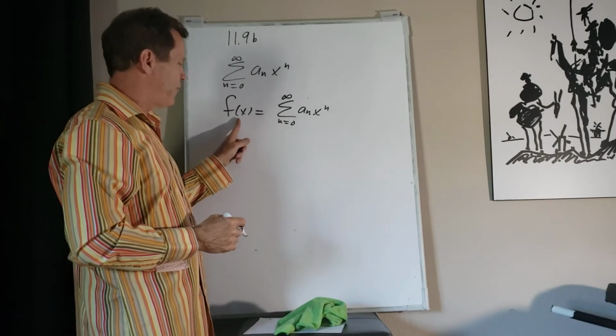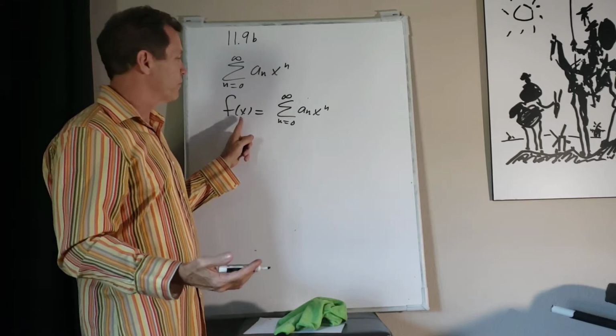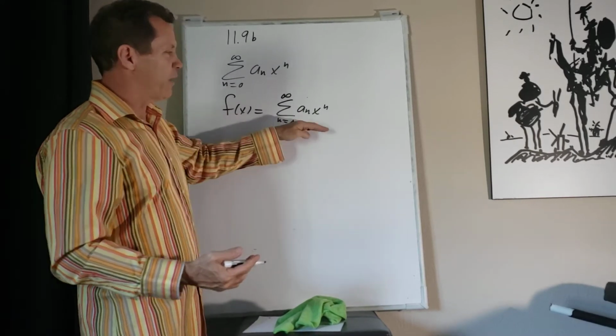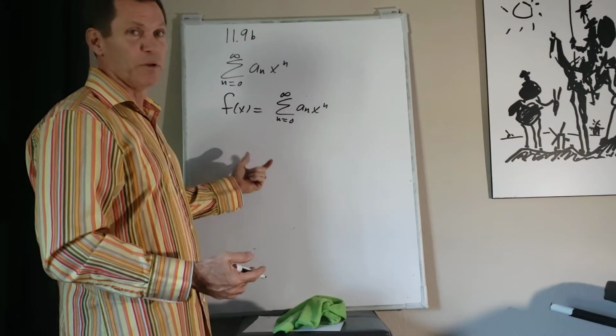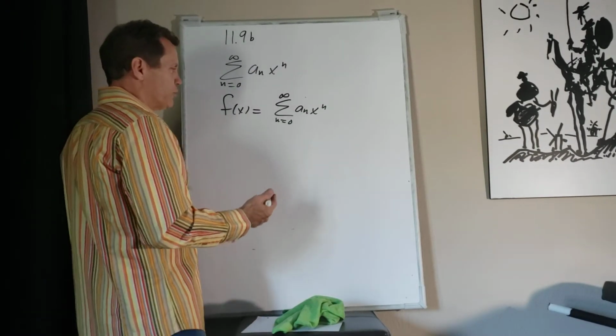If the derivative of f exists, that means it's continuous. If the function is differentiable, it's also continuous. So this function defined as a power series is continuous. It is differentiable and it's integrable. I can take its integral. All right, well, what would those look like?